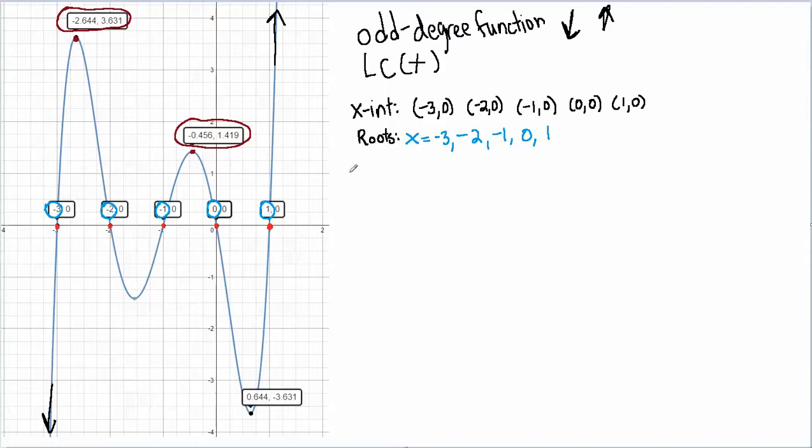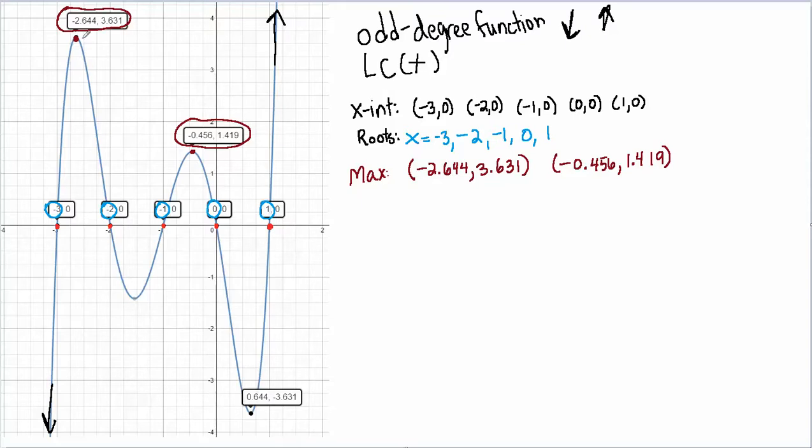So if I were to ask you for the maximums, you would say that the first maximum occurs at (-2.644, 3.631), and that the other max occurs at (-0.456, 1.419). And I could also ask you for the minimums.